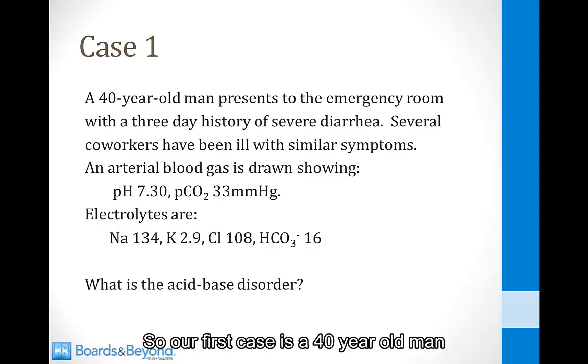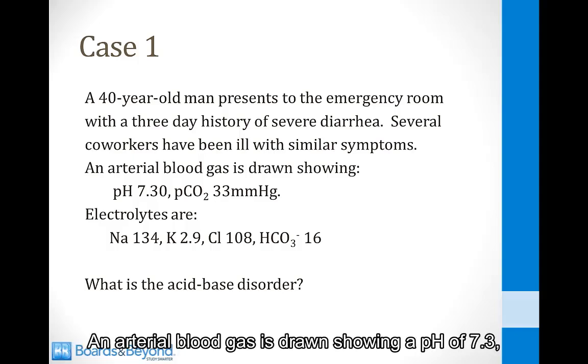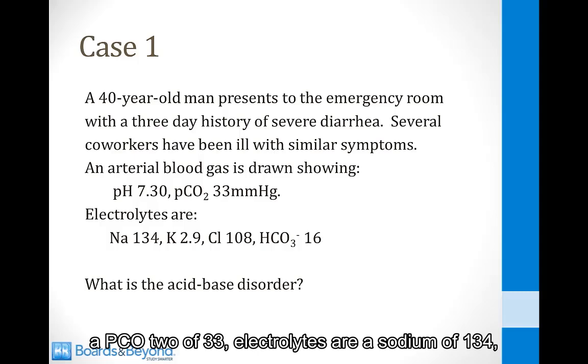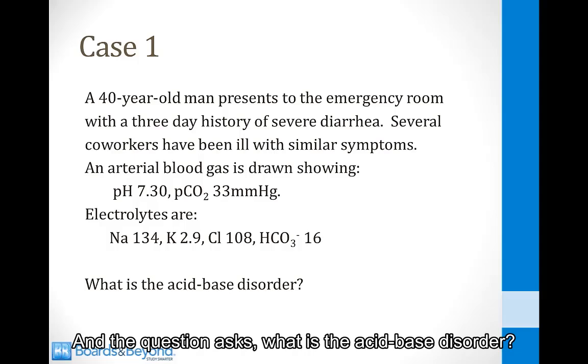Our first case is a 40-year-old man who presents to the emergency room with a 3-day history of severe diarrhea. Several coworkers have been ill with similar symptoms. An arterial blood gas is drawn showing a pH of 7.3, a PCO2 of 33. Electrolytes are a sodium of 134, a potassium of 2.9, a chloride of 108, and a bicarb of 16. And the question asks, what is the acid-base disorder?